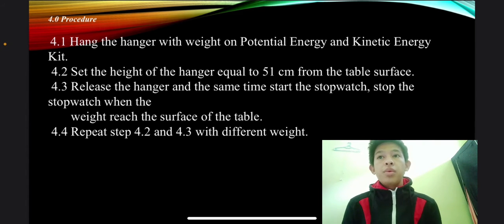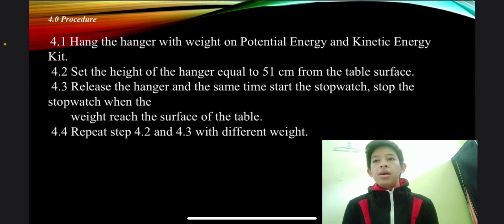In the procedure, we start by hanging the hanger with weight on the potential energy and kinetic energy kit. Then set the height of the hanger equal to 51 cm from the table surface. Third, release the hanger and at the same time start the stopwatch. Stop the stopwatch when the weight reaches the surface of the table. Last but not least, repeat steps 4.2 and 4.3 with different weights.